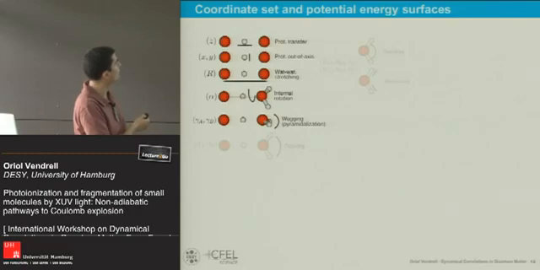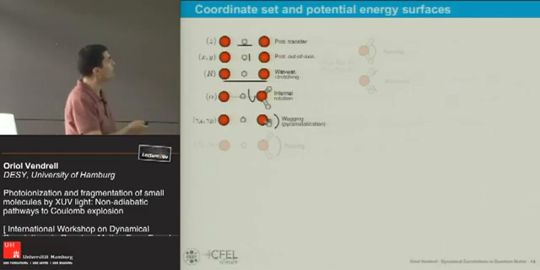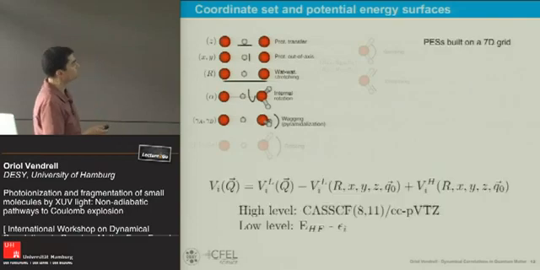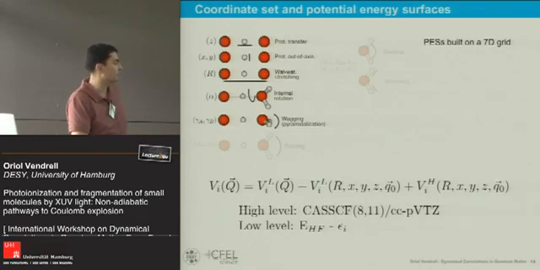axis, oxygen-oxygen distance, internal rotation of the water molecule, and these pyramidalization angles of the water molecules. And these coordinates are just frozen at their ground state equilibrium distances. Then the potential energy surface that we are using, we have computed at the CASSCF level. So this is a good correlated method for excited states. And we have done this in a subspace.